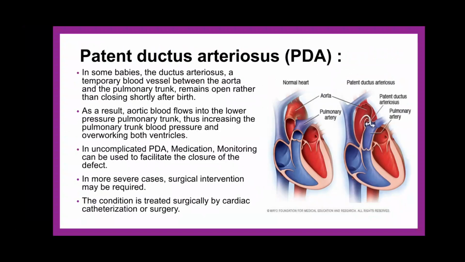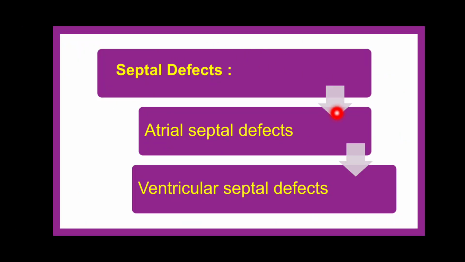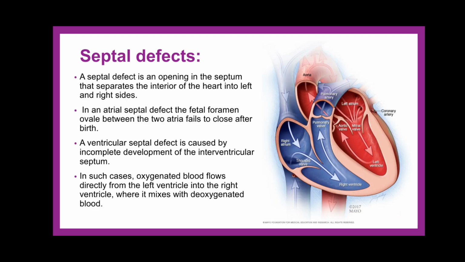Then next we will talk about the septal defects. Septal defects are of two types: atrial septal defects and ventricular septal defects. Atrial septal defects, as the name suggests, have to do with the atria, and ventricular ones have to do with the ventricles. So what happens here in septal defects? The septum, which separates the two ventricles and the two atria, is defective. So in this septum there remains an opening. Because of this opening, again there are chances of mixing of blood.